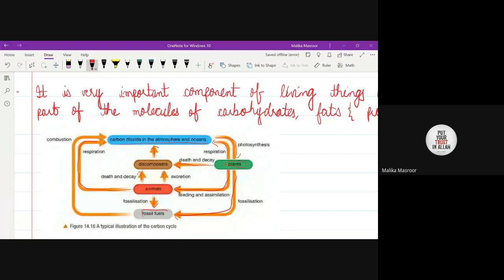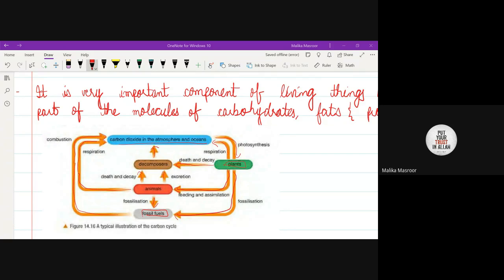Now these fossil fuels, when they are burned, because these days we're not using natural resources, we're using fossil fuels. These are non-renewable resources, but again we are using them. The point is that they will run out one day, and then people will realize it. Plus, it causes a lot of pollution as well. So combustion of fossil fuels again returns carbon dioxide into the atmosphere and the oceans.